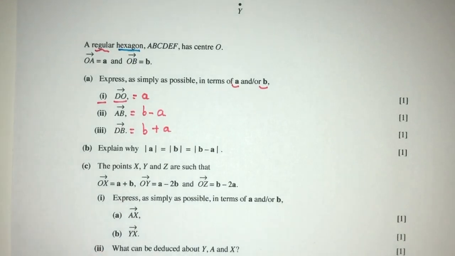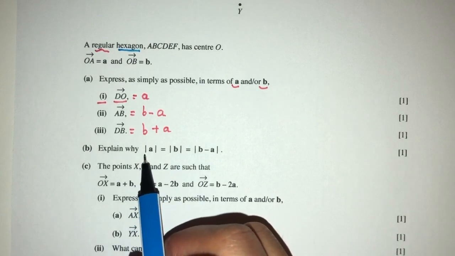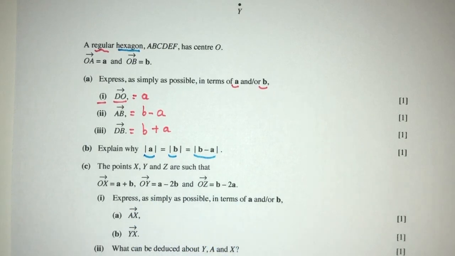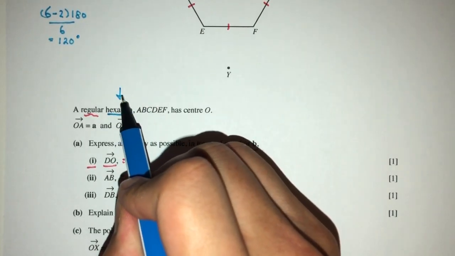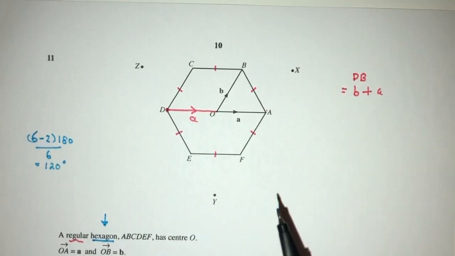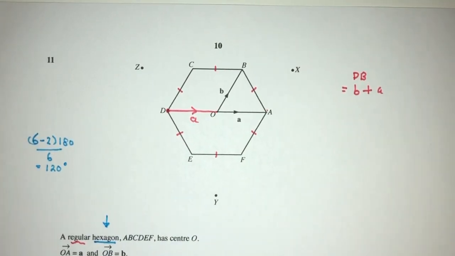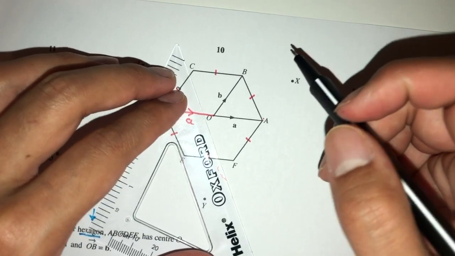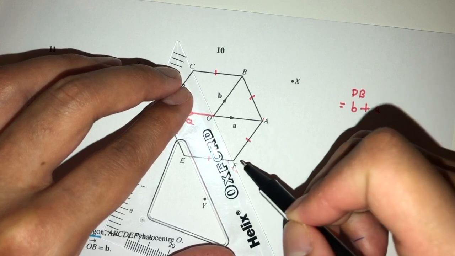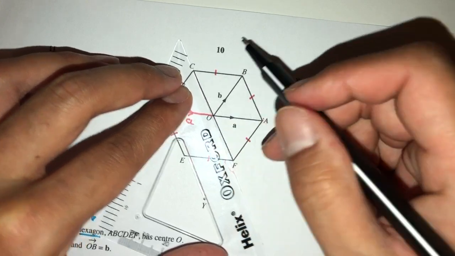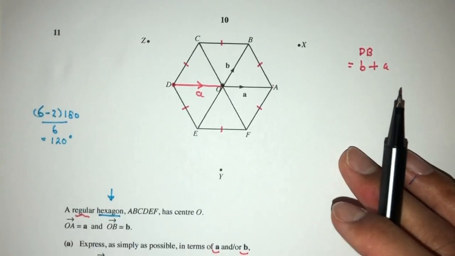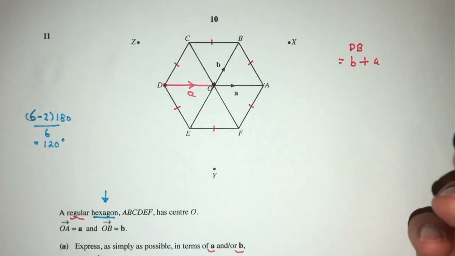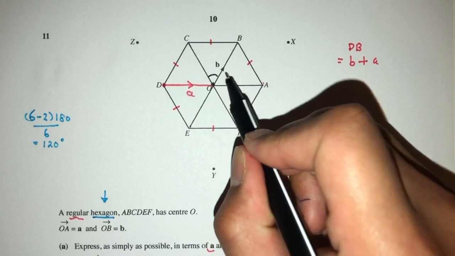Now for part B, explain why the sides of A, B, and B minus A are the same. So why is that true? Now if you observe, we have to go back to use the fact that it is a regular hexagon. Let's say if I were to join all these together, for example, if I have this and this, because all these sides are the same, I can conclude that the angles here are also the same.